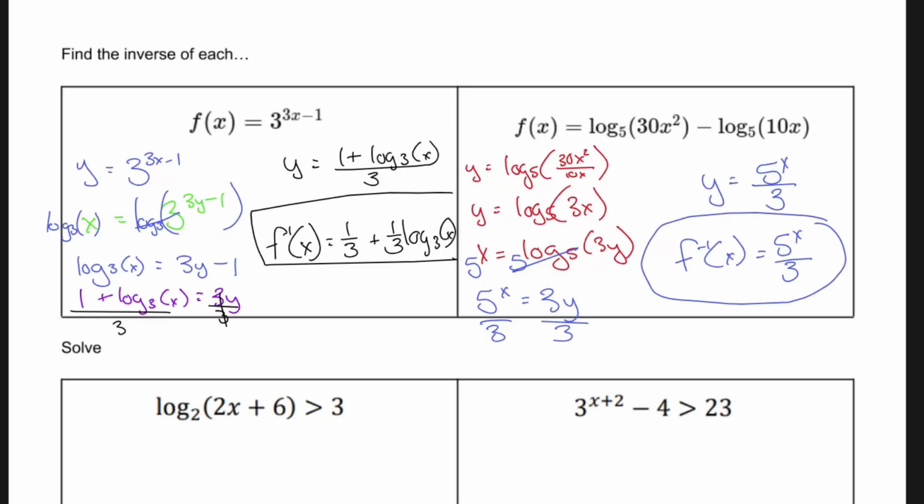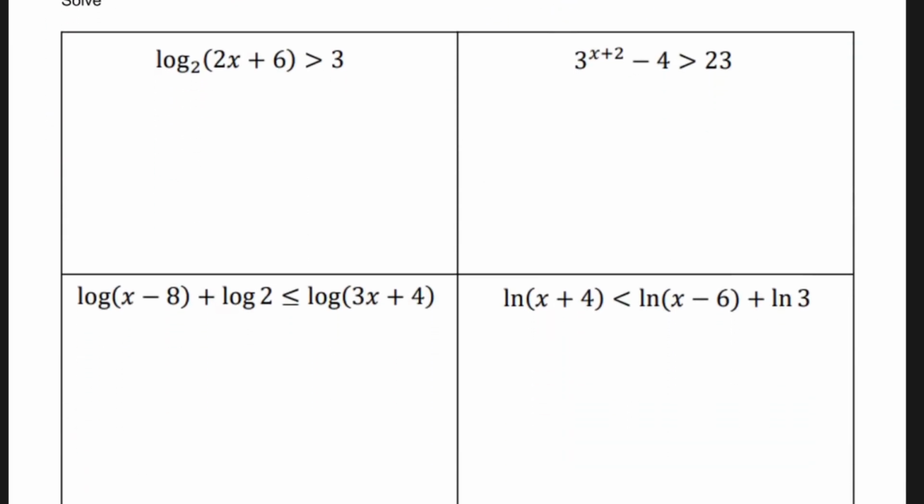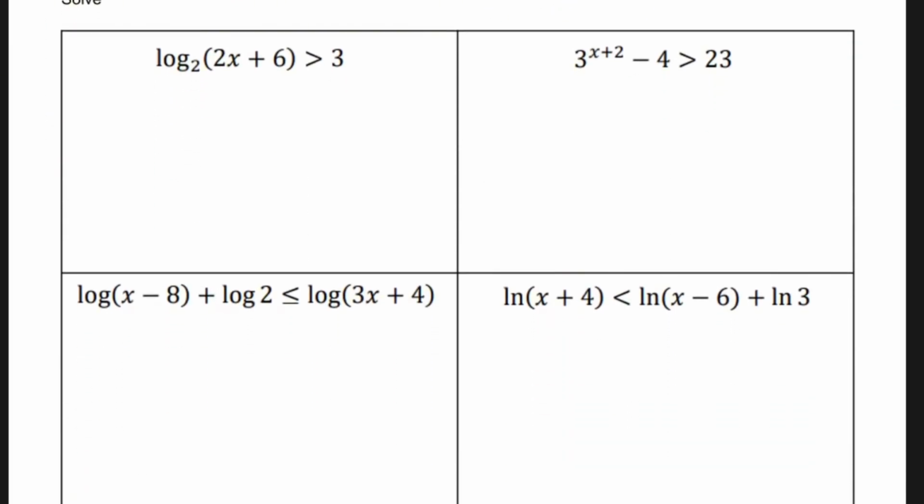All right, now we get to the inequalities. It's very important to understand that when you do inequalities, whatever you do to both sides still maintains the sign. So being a greater than isn't going to change by doing what I'm about to do.